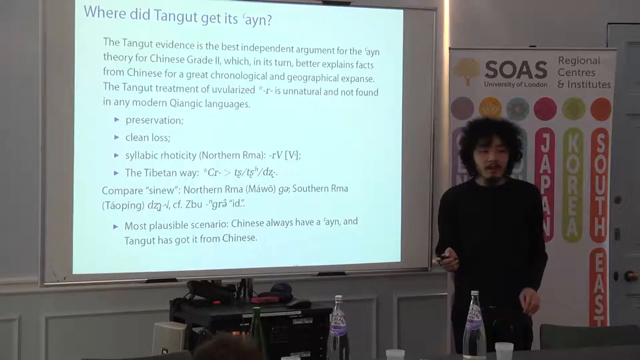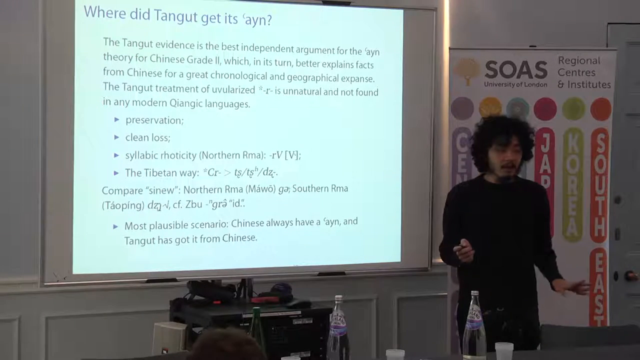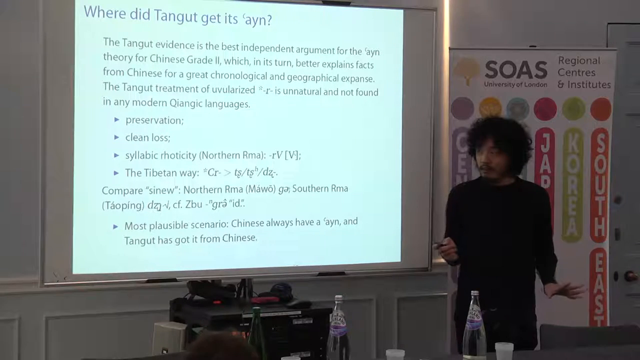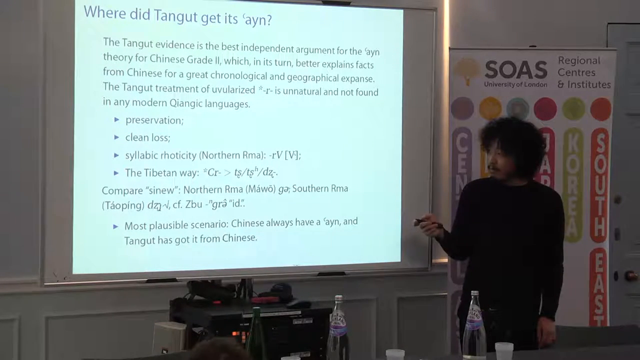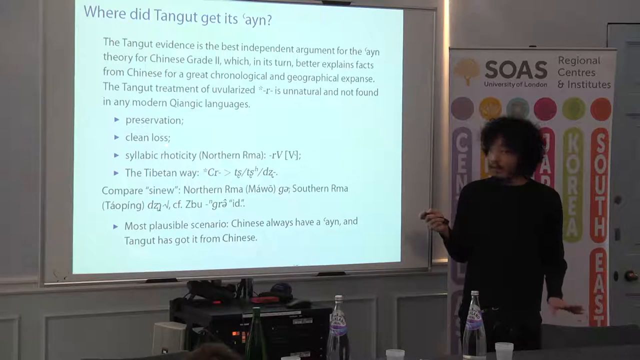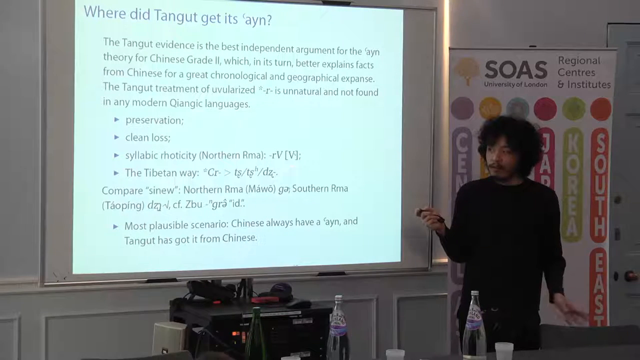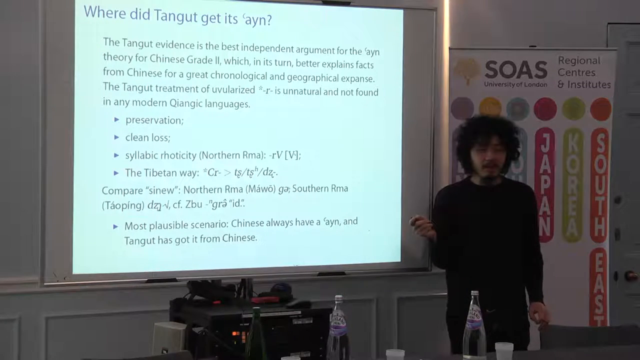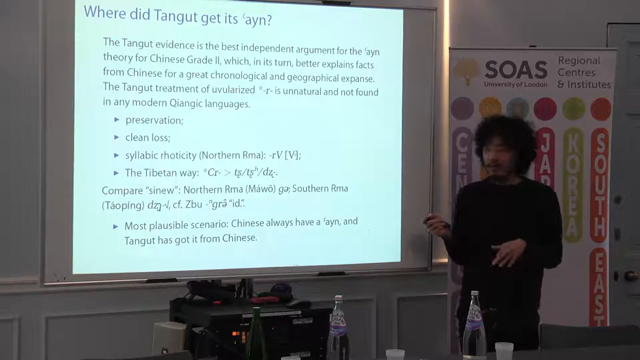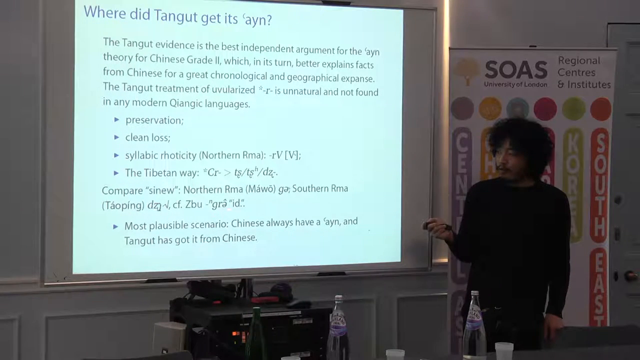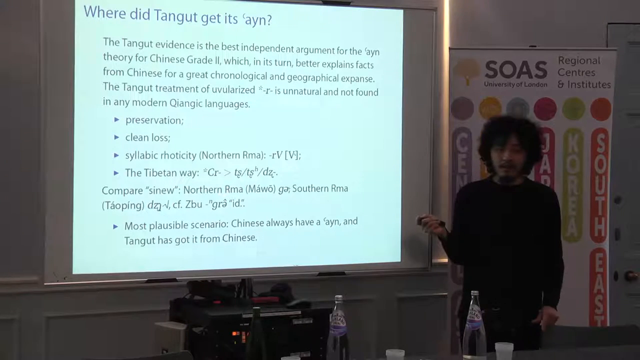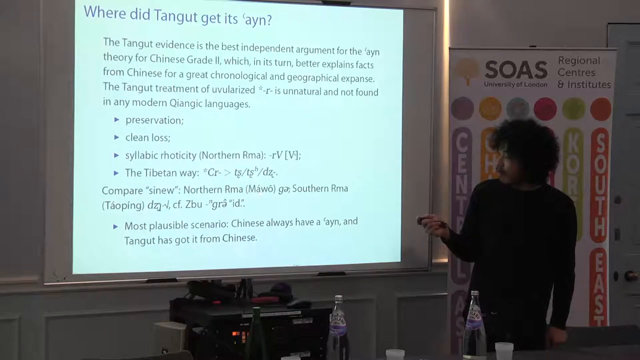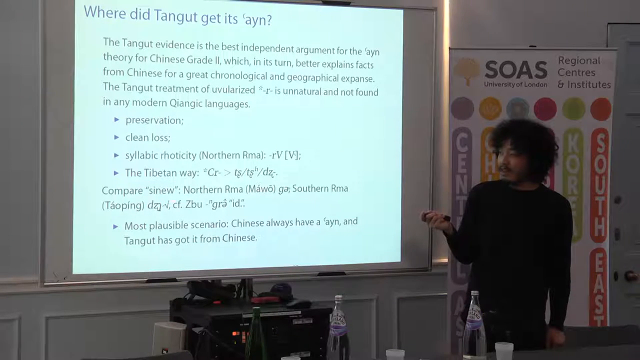Why do I say it? Because in modern Qiangic languages, you never find this particular treatment. It's either preserved or lost without any trace, or becomes some kind of real syllabic roticity, or it triggers the particular Tibetan sound change, which brings gr to j. So for example, for the word sanyu, you have gr in northern Ma, in Beibu Qiangyu, which is the syllabic roticity treatment, and we have the Tibetan treatment j in southern Ma.